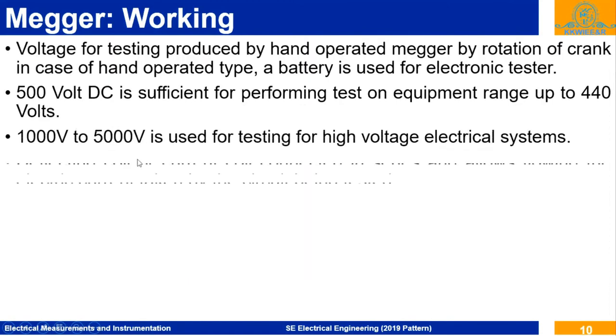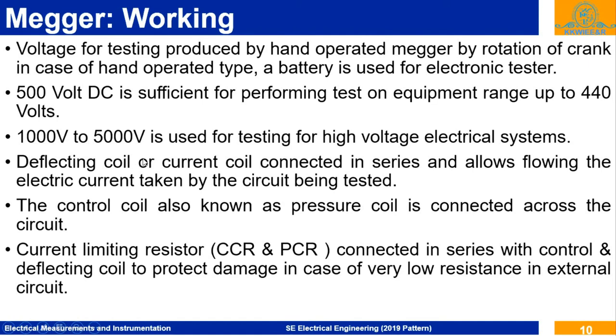Now the voltage level for this testing procedure: the test voltage is produced by a hand-operated Megger by rotation of a crank in case of the hand-operated type, or by a battery in an electronic tester. 400 volt DC is sufficient for performing tests on equipment rated up to 440 volts. 1000 volt DC to 5000 volt DC is used for testing high voltage electrical systems.